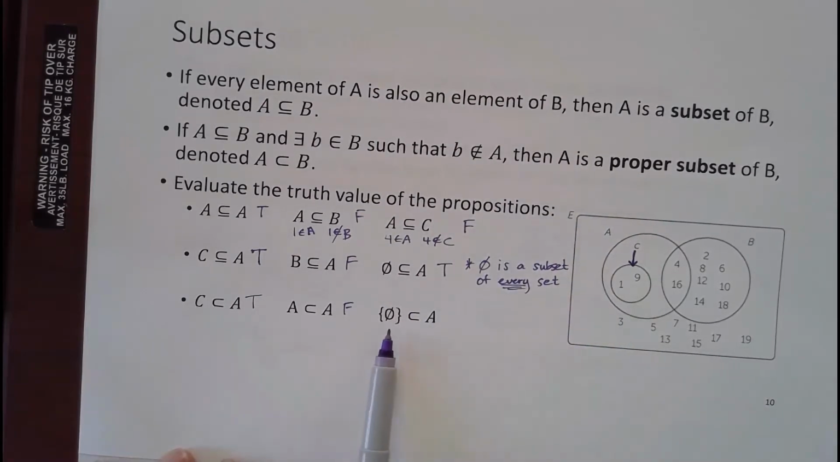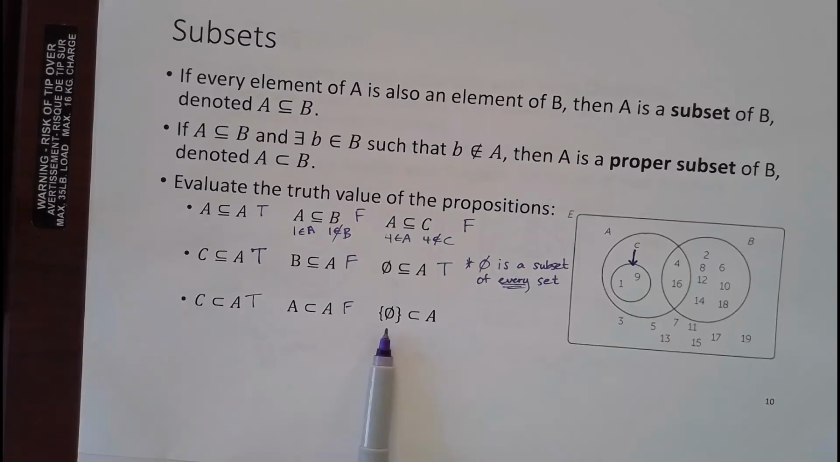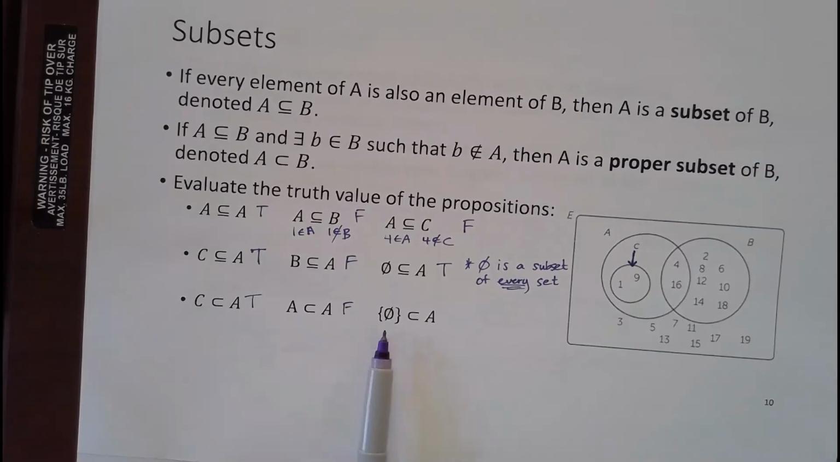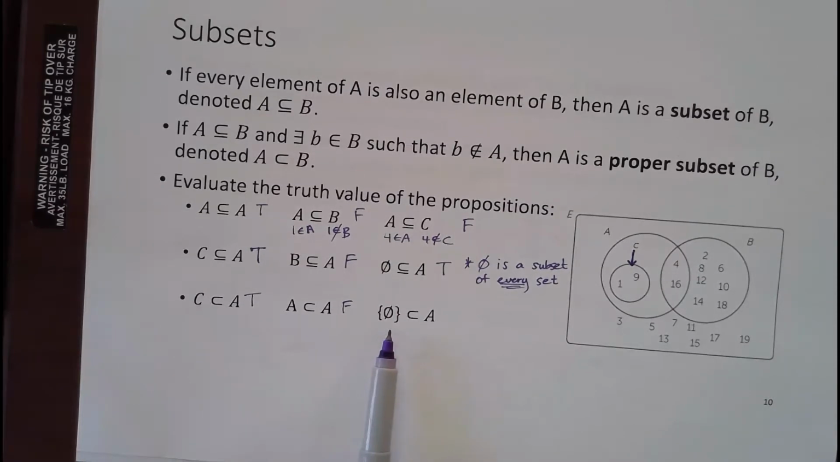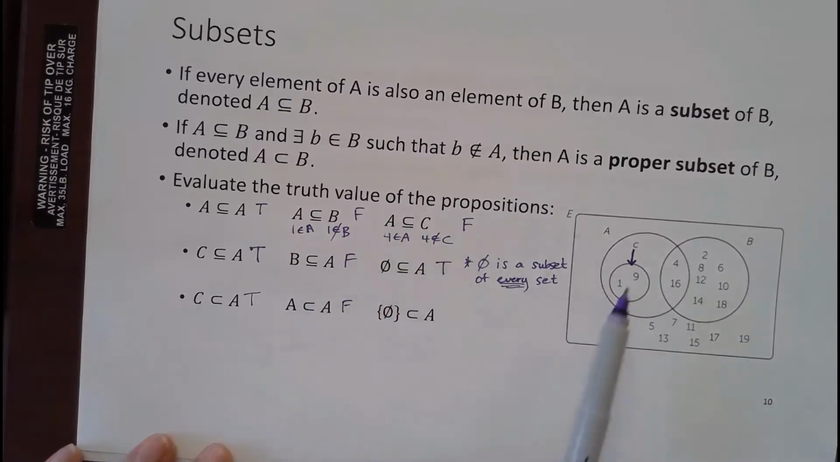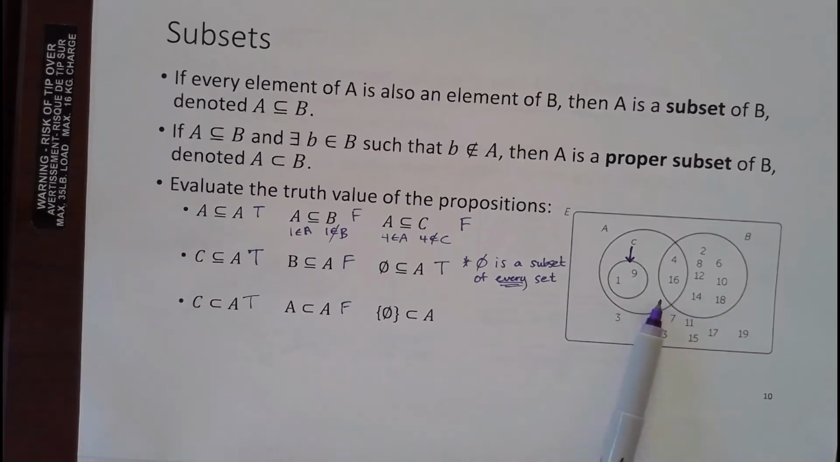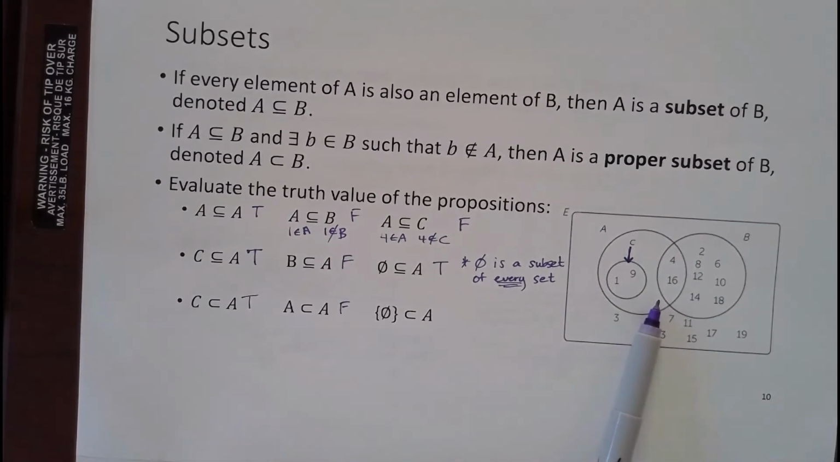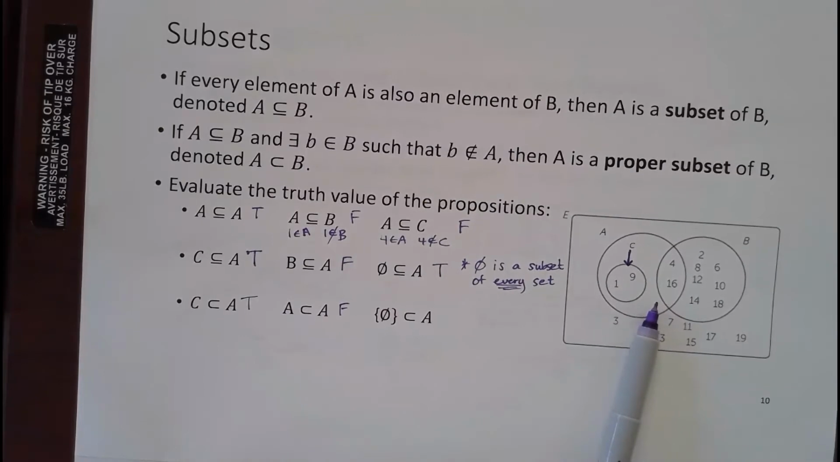Okay, so how many things are in this set on the left-hand side? There's one thing in there, and that is the empty set. So I'm going to go over to the set A and look. Can I find the empty set in there? No. I've only got numbers in there. 1, 9, 4, 16. There's no sets in there.